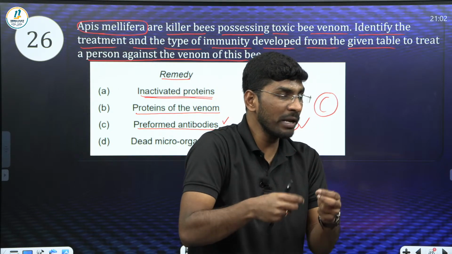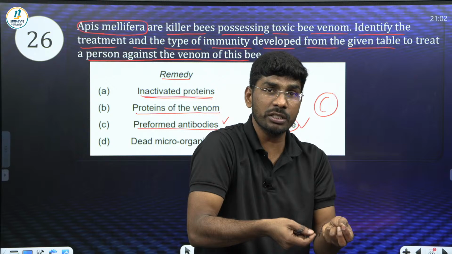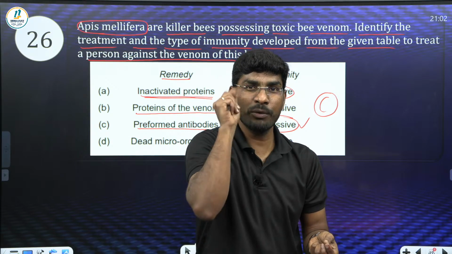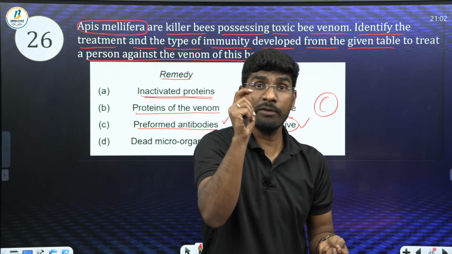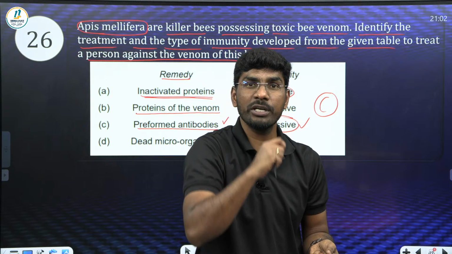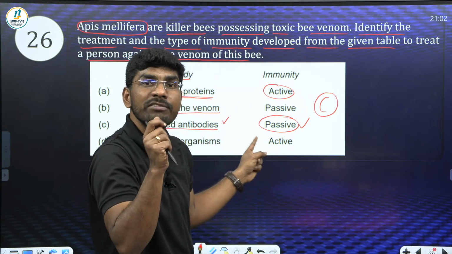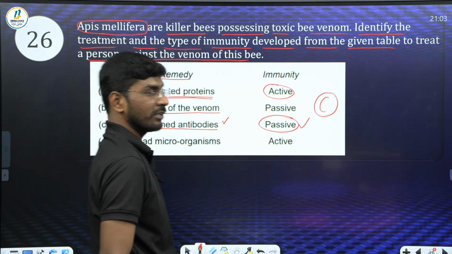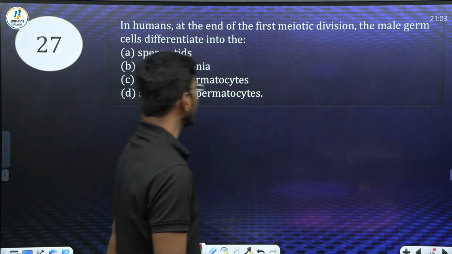So preformed antibodies are injected. Tetanus, passive immunity. Anti-venom of snake bite, passive immunity. Remember, this is also passive immunity. So the answer will be C. Good, very good. What about this?